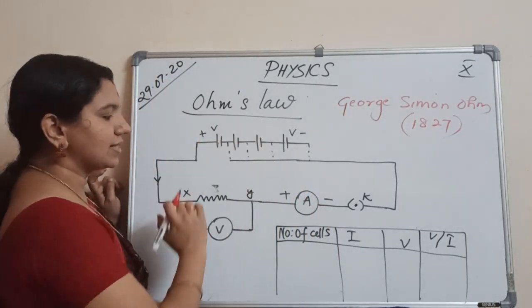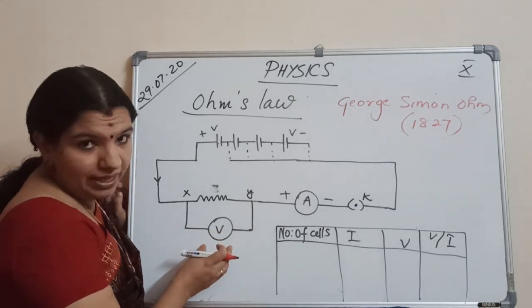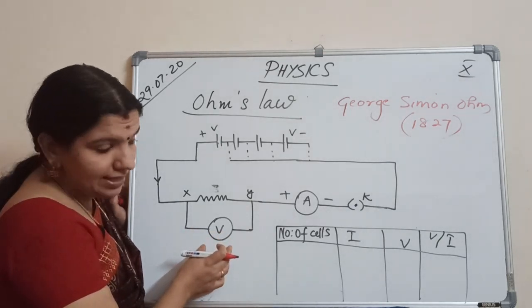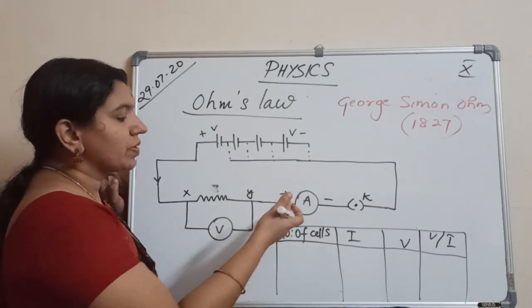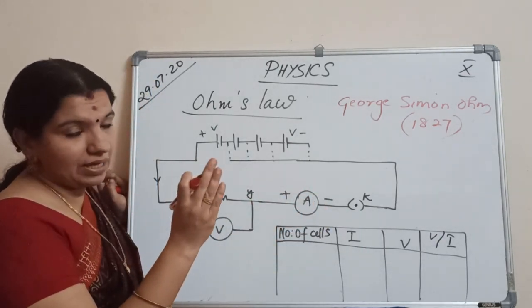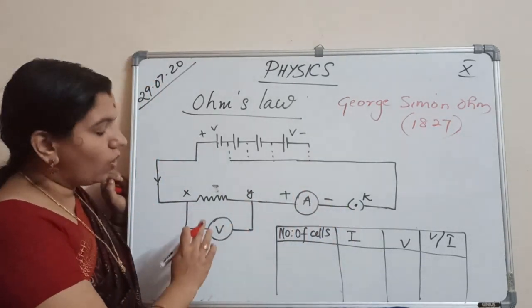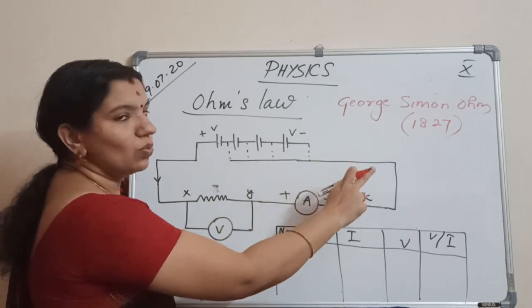Some cells are connected here. Then he used a voltmeter to measure the voltage or potential difference, and an ammeter to measure the electric current in the circuit. Then we have a switch and also the connecting wires.